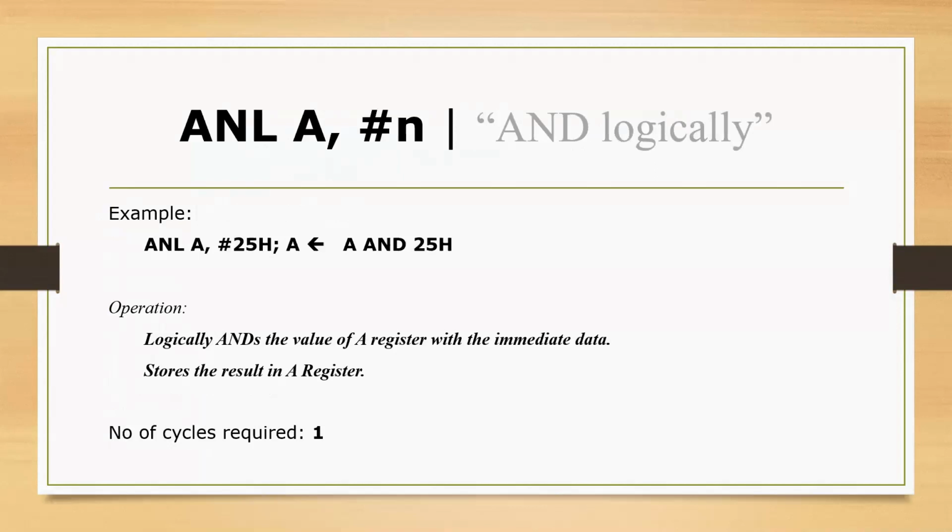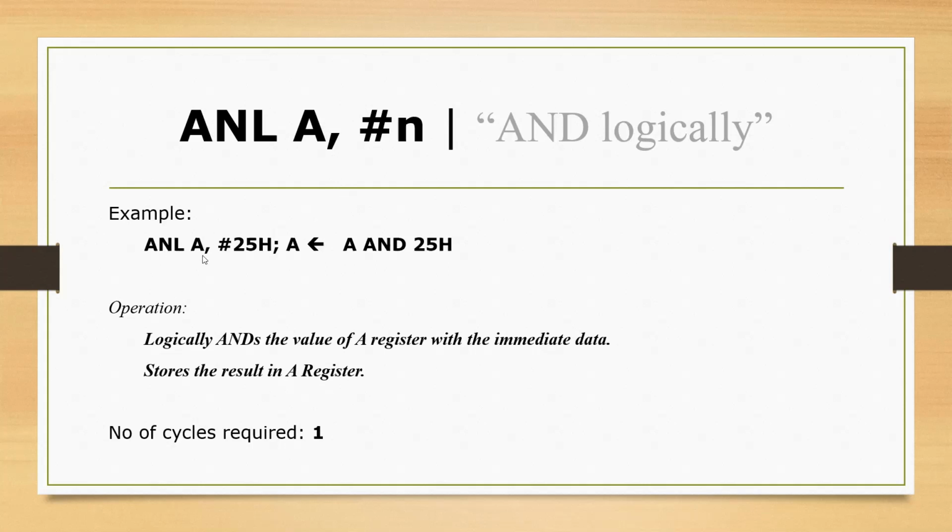This is AND logically. The opcode for the AND operation is ANL, that is AND logically. It has different formats. Always the AND operation, OR operation, and XOR operation happen with the accumulator register. So one of the operands will be in the accumulator register, and after the logic operation is performed, the result also will be stored in the accumulator register.